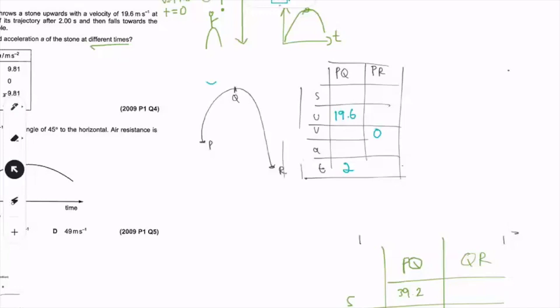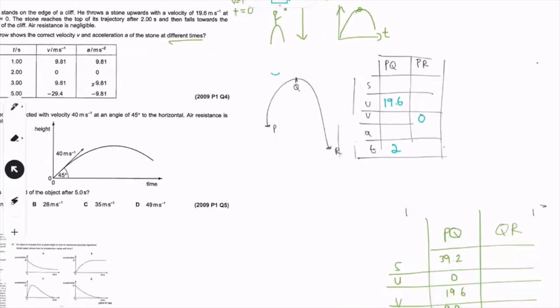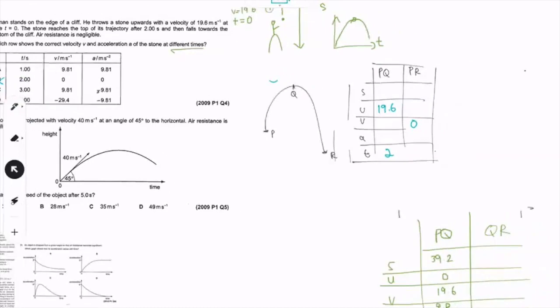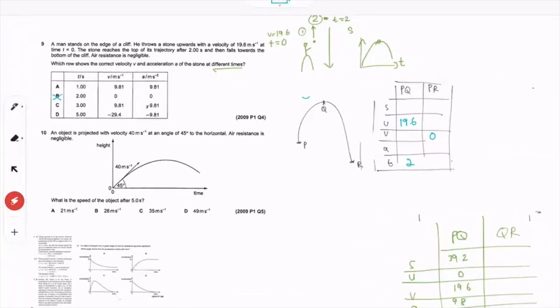Are we supposed to use the time from here? It's almost like guess and check. We use the time of 5 seconds. Let's say we check for D, which is 5 seconds. If it is QR, that means it's 3 seconds. I see why you use PR.